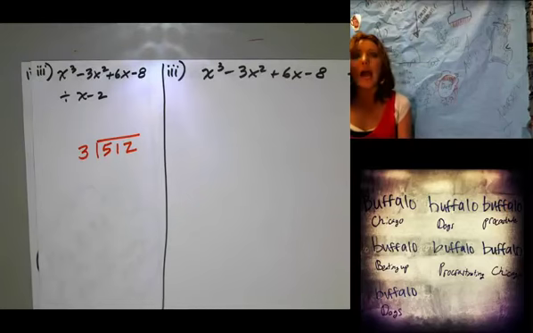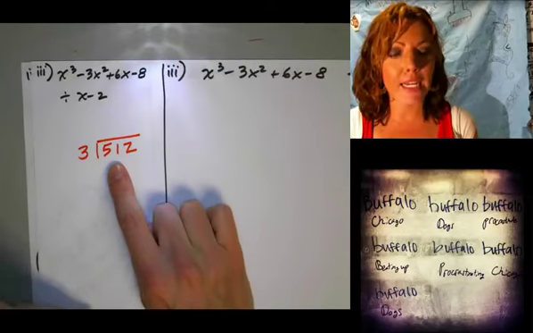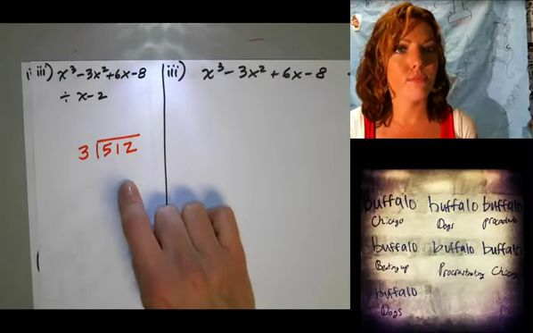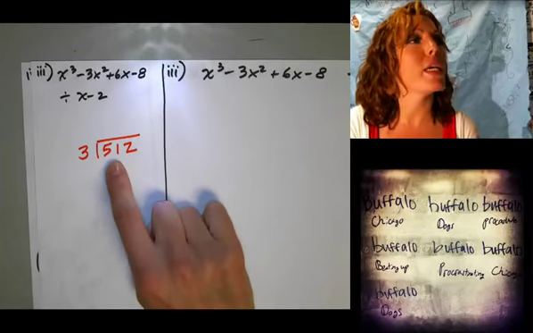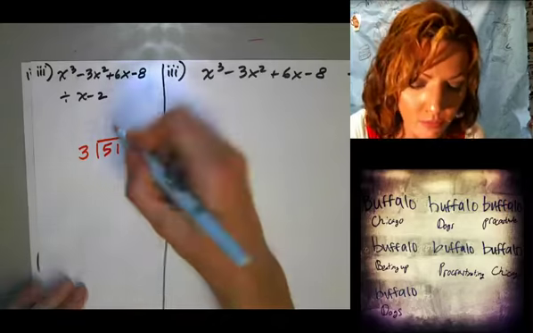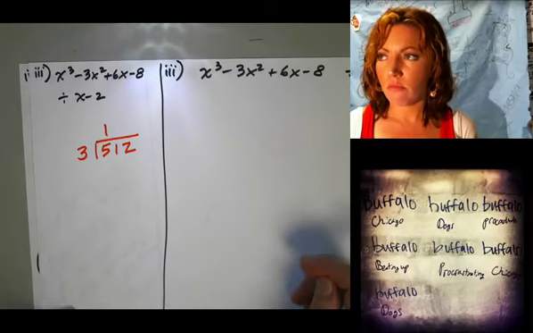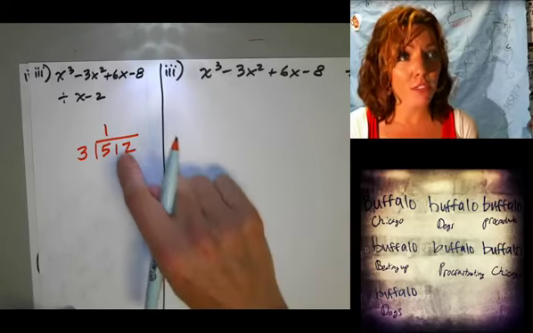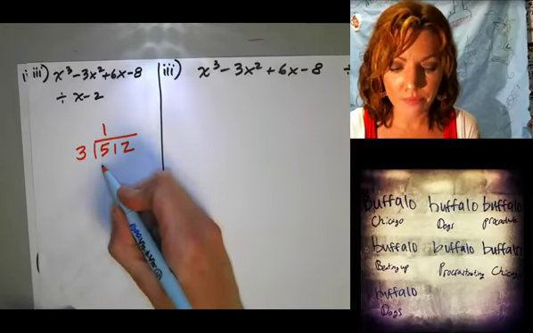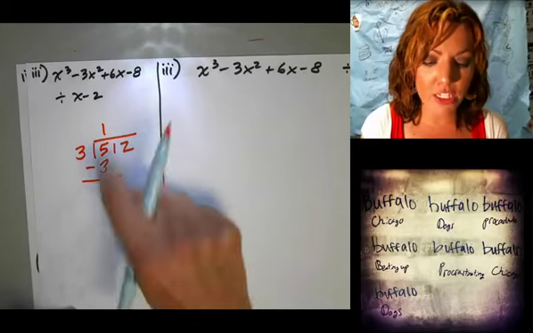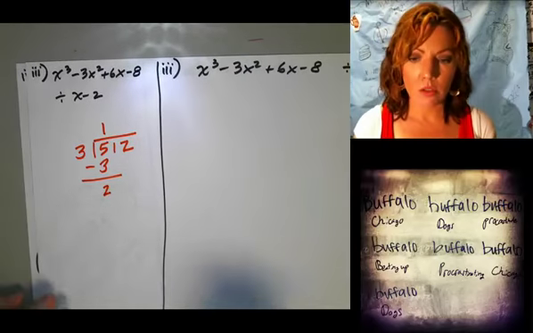512 divided by 3. How many people remember what the first step is to dividing something like this using long division? Okay, so how many times does 3 evenly go into 5? Once. Okay, what do I do with that then? Subtract. Then you subtract it. 5 minus 3 is 2. Okay, then what? You bring down the 1.